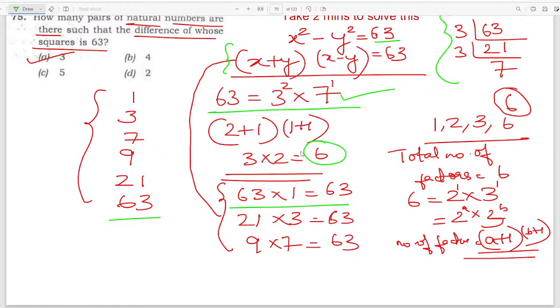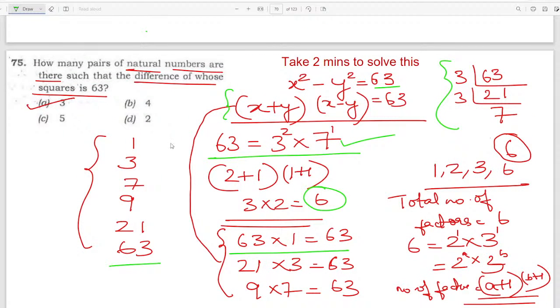And this 63 can be written as 63 into 1, 21 into 3, 9 into 7. And these numbers, we have to check whether we can represent them as x plus y into x minus y. And if x and y are natural numbers, then we can clearly say that there is a pair.